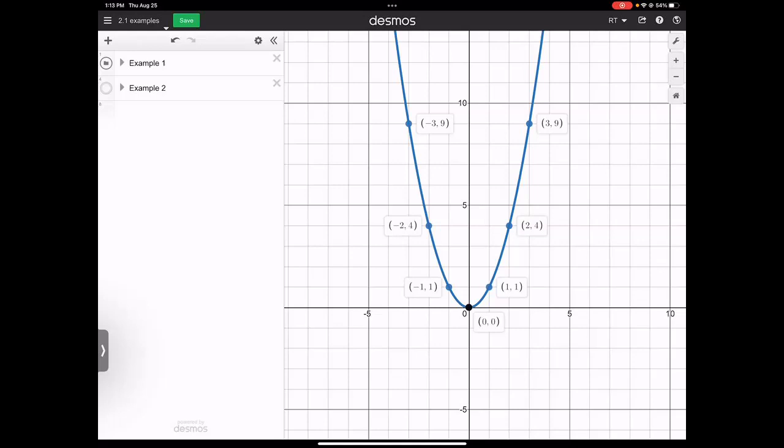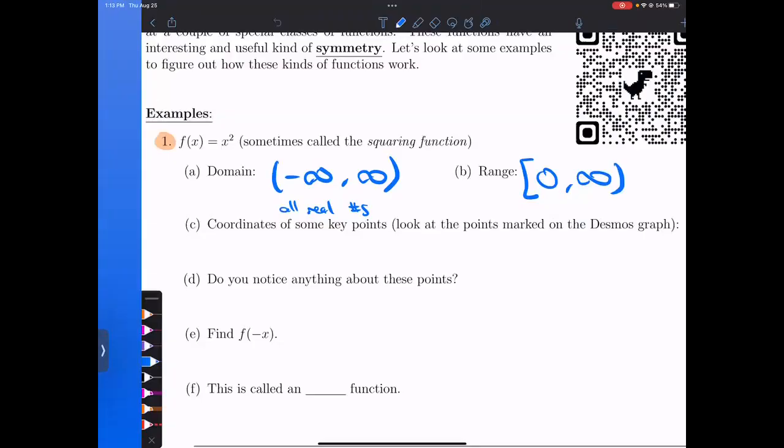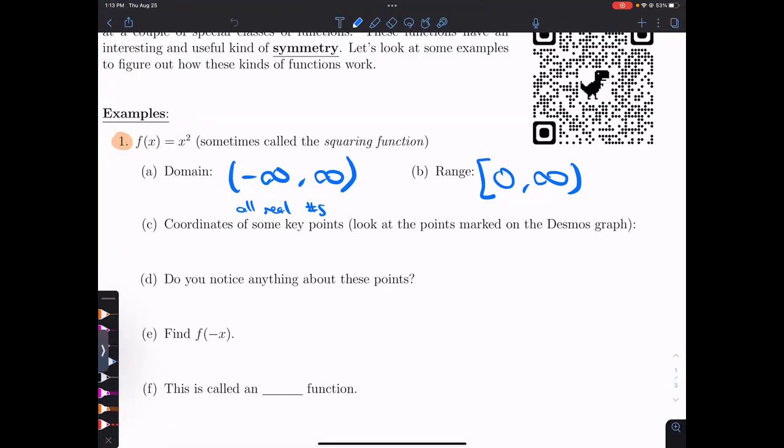Yeah, they mirror each other, right? So if I fold it in half, they line up. They're exactly the same. They're mirrored around the y-axis. So the thing to notice is that symmetry, right? So I'm just going to write y-axis symmetry here.